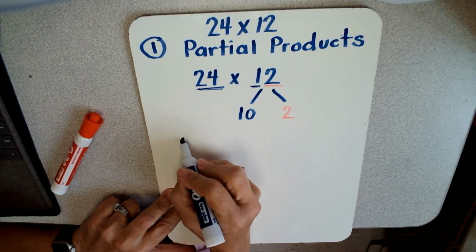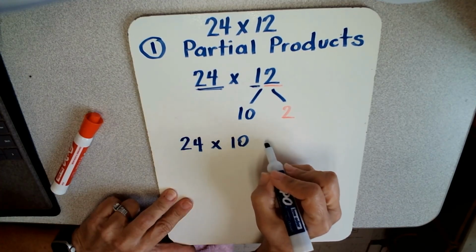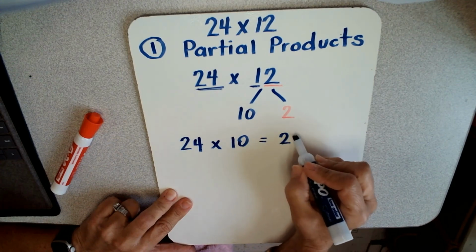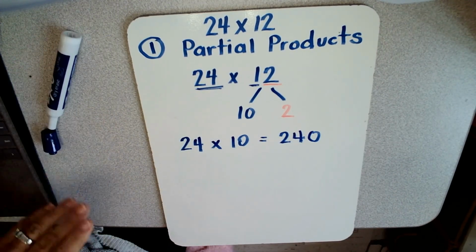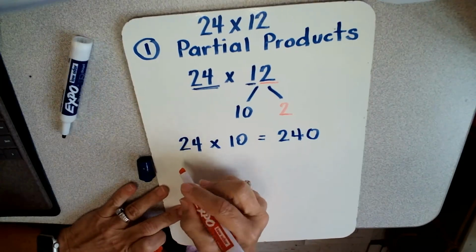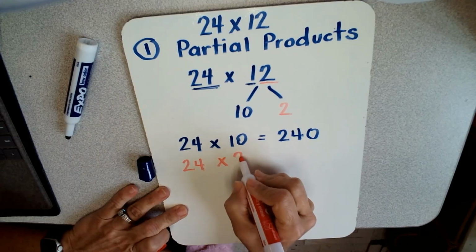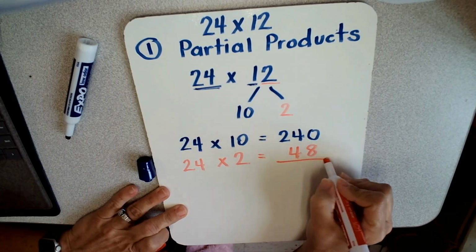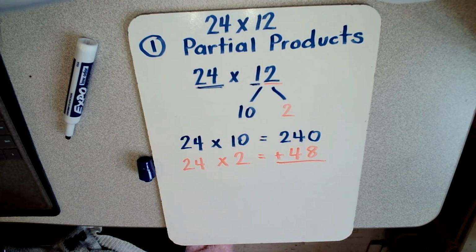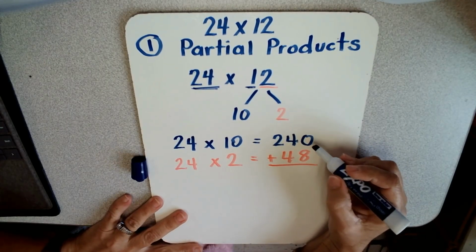So for example, 24 times 10, we know that to be 240. Then I'm going to multiply by what's in the ones place. 24 times 2, which is 48. Now I have 2 partial products that are easy to combine together.